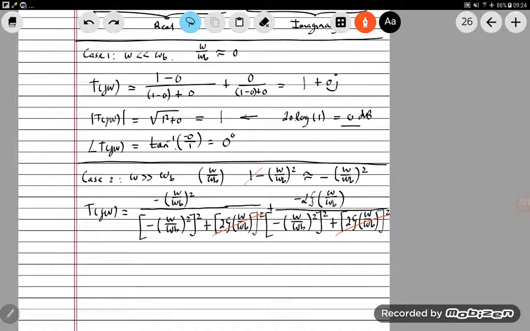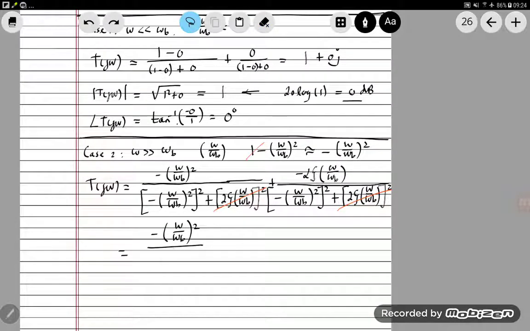So we can get rid of that. Then we can approximate our frequency response transfer function as negative omega over omega b squared over, in the first term of the denominator, the squared term gets rid of that negative, so we're left with omega over omega b raised to the power of 4 plus 2 zeta omega over omega b.